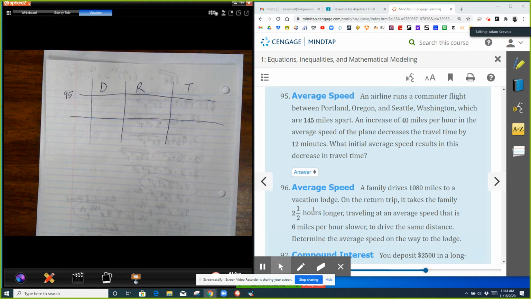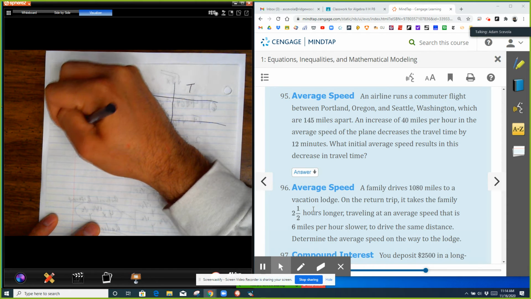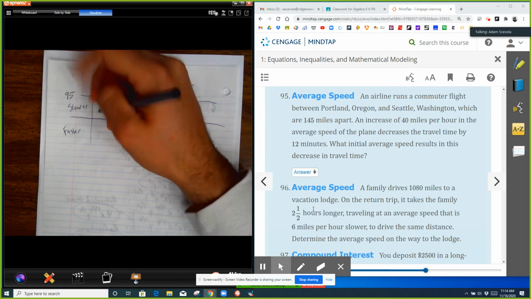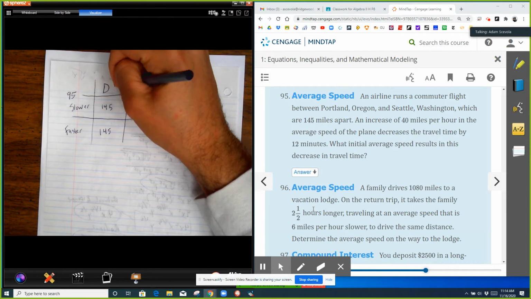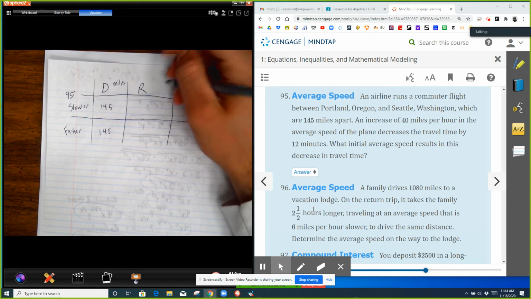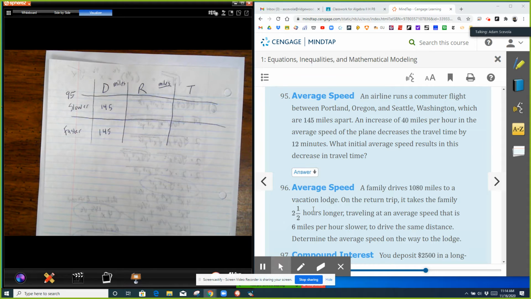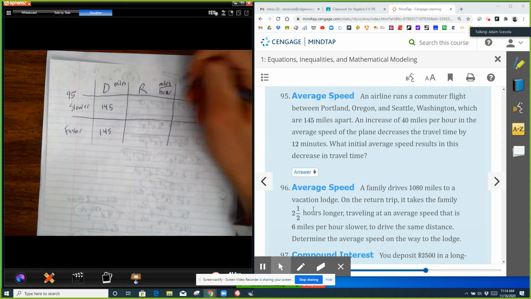It doesn't actually say what direction we're going in, but there's one where you go slower and one where you go faster. Whether you're going slower or faster, the distance is going to be 145 miles. That's important because then our rate should be in miles per some time increment. An increase of 40 miles per hour means our rate's going to be in miles per hour, which means our time has to be in hours. So I want to make sure that we're using the same distance and time units.